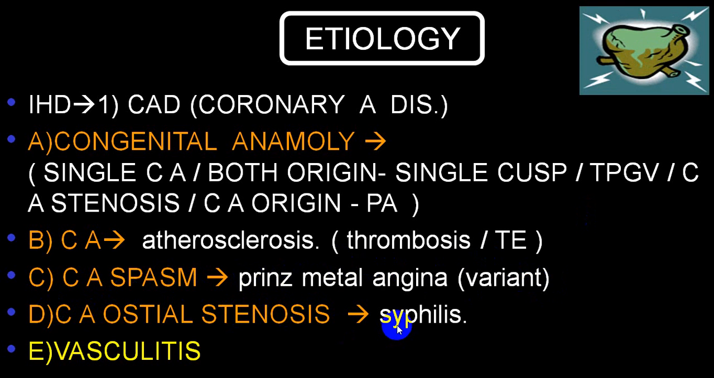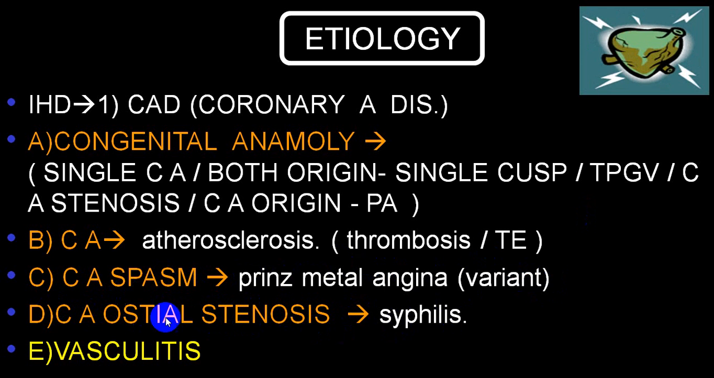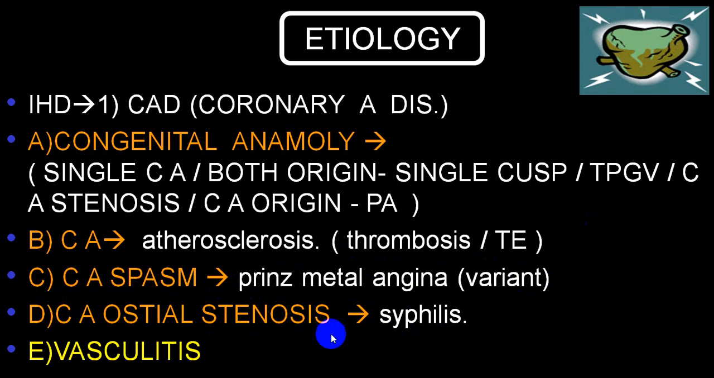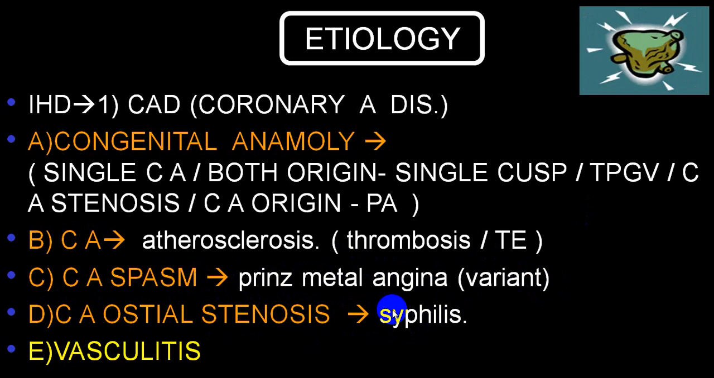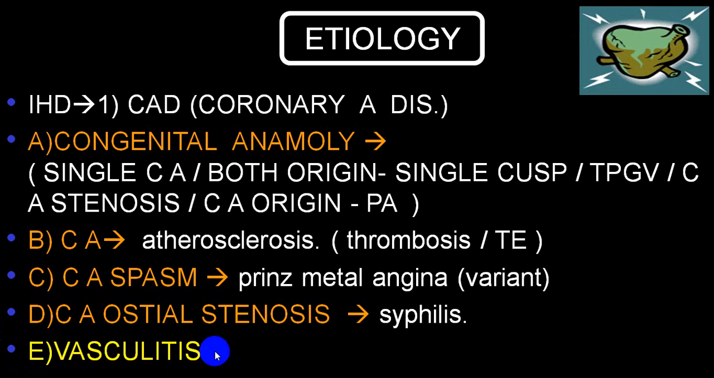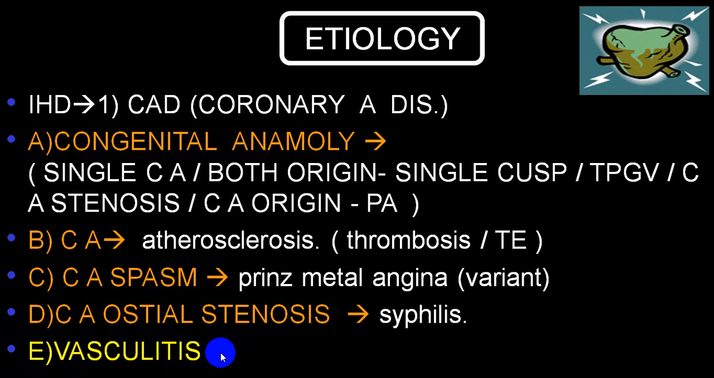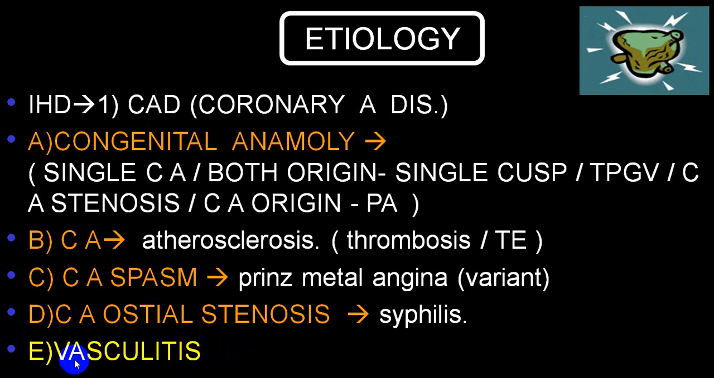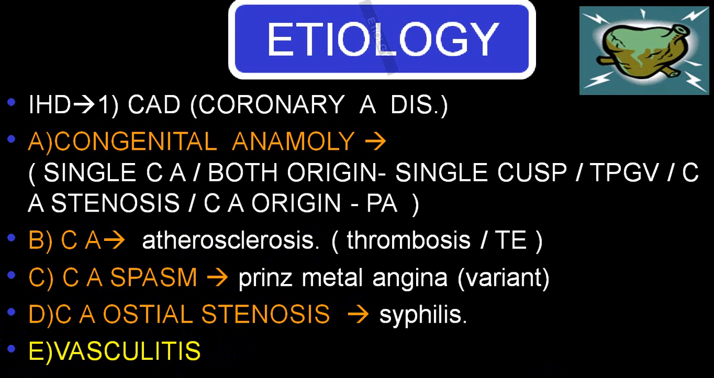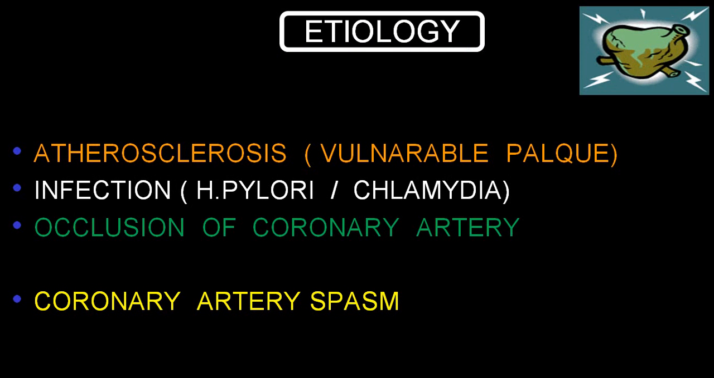Very rarely, syphilis, which involves the coronary ostium, can end up with a coronary ostial stenosis and can end up with an ischemic heart disease. And still more rare, vasculitis, say like SLE, which can involve the coronary artery and can end up with ischemic heart disease. Out of all this, the most common is atherosclerosis. Atherosclerosis can be stable plaque or unstable plaque. Unstable plaque is also called a vulnerable plaque.